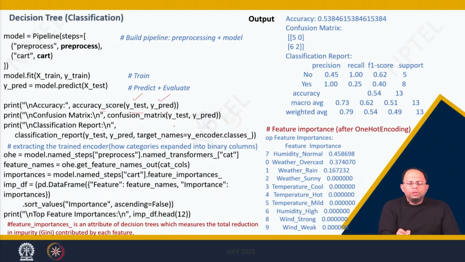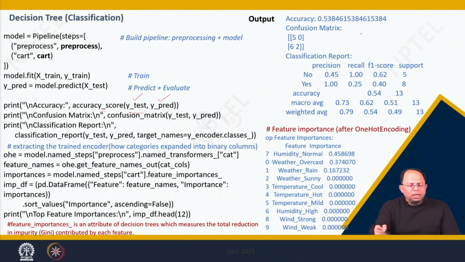Then similarly for the confusion matrix, I pass ytest and ypred, and for the classification report I pass ytest and ypred, and then we give target names as y encoder classes. That means it will show us whatever has been encoded, those classes will be shown over here. And once we have done that, we can see this kind of a result.